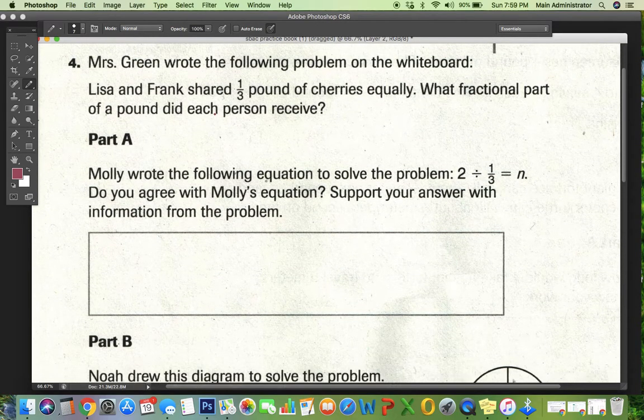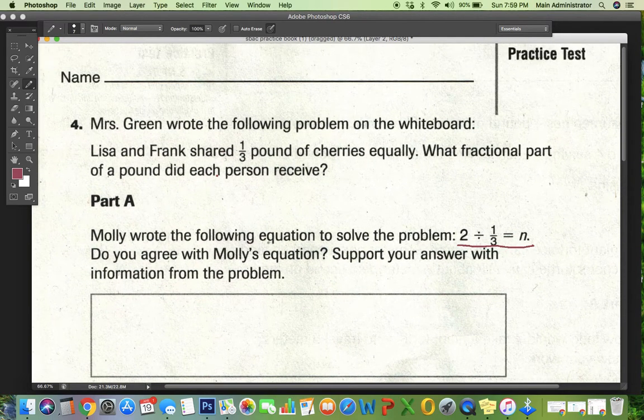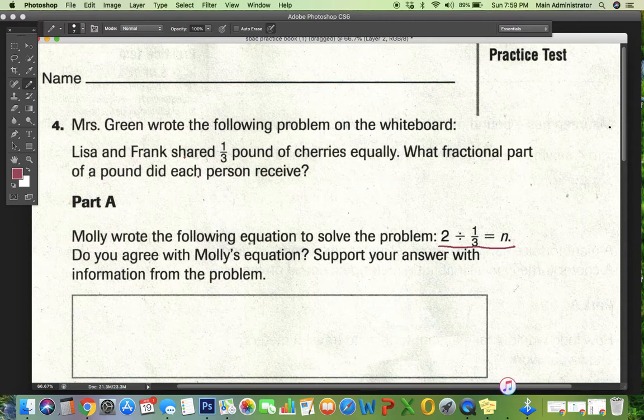So for part A, Molly wrote this equation: 2 divided by 1/3 equals n. Do you agree with Molly's equation? Support your answer with information from the problem. Okay, so when you divide, it's very important, when you divide and subtract, that the numbers go in the correct order, or else you'll get a different answer.